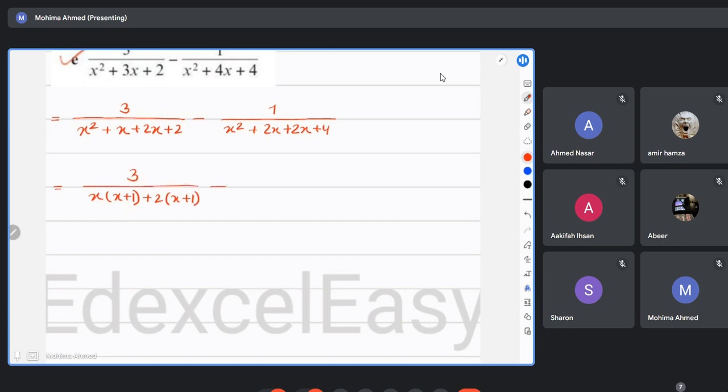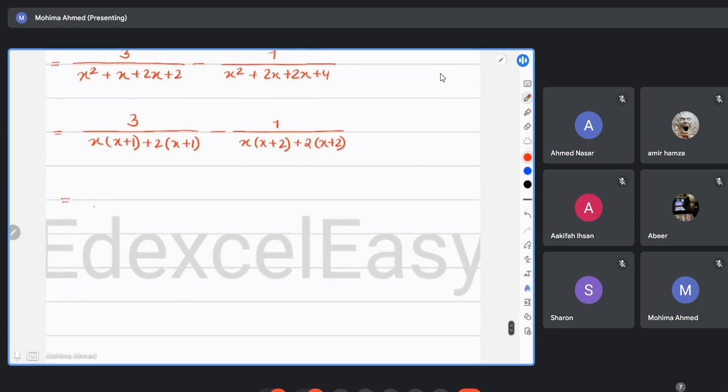over 3 and then again 1 divided by x plus 2, and then if you take 2 common, this is going to be x plus 2, right? Which is going to be x plus 2 and x plus 1, 3 and then again 1, x plus 2 and x plus 2. Or I can take x plus 2 whole square over here, right? x plus 2 whole square.